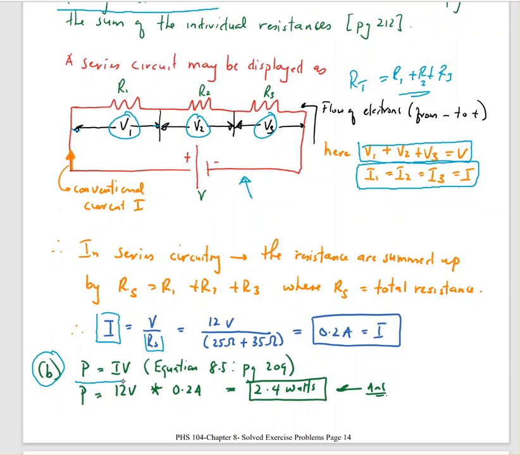Part B is asking us for the power, and the power is nothing more than the product of the current times the actual voltage. And you can find more information on that on page 209. And that's going to give us 2.4 watts.